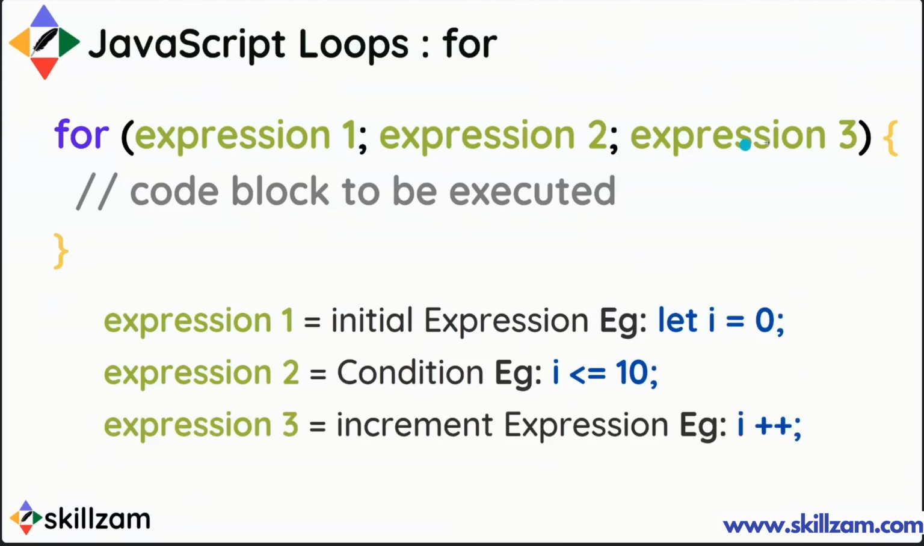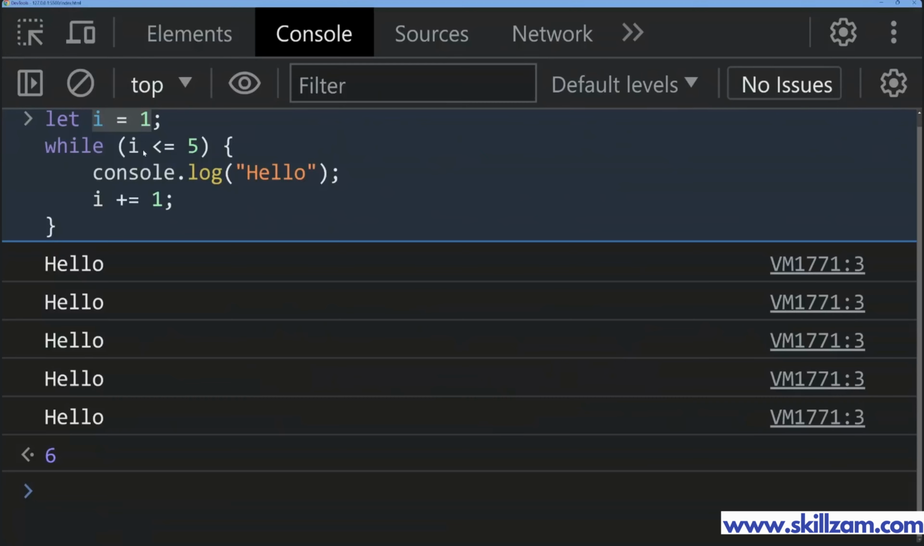And then there is a third expression, which is called the increment expression, where you are going to increment by I plus plus, which is nothing but this one, what you're doing here. This is called an increment expression, and this is called the condition in the for loop.